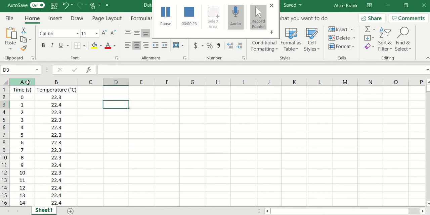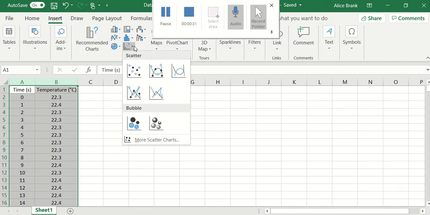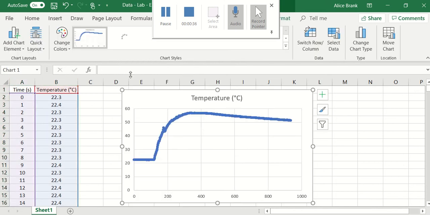So I'm going to select both columns, and then I'm going to go to Insert, and I want a graph. Not a giant fan of Excel's graphs these days.